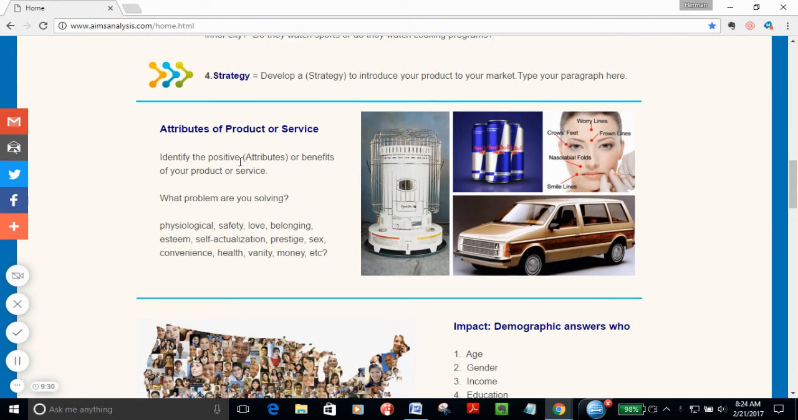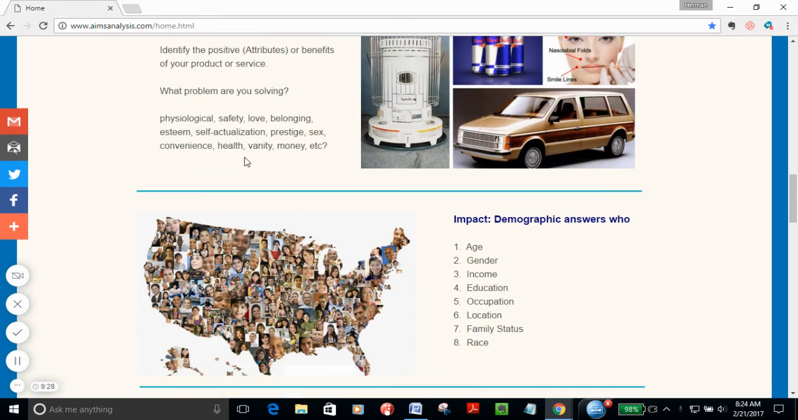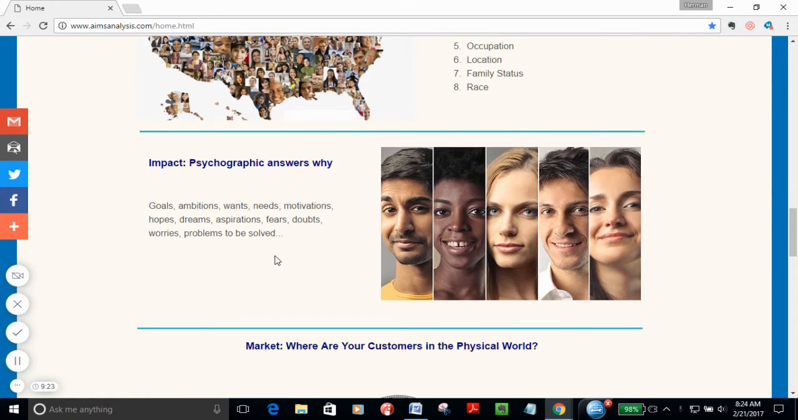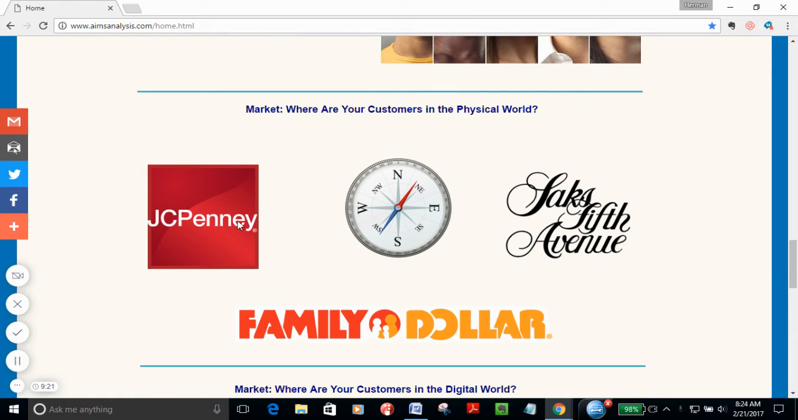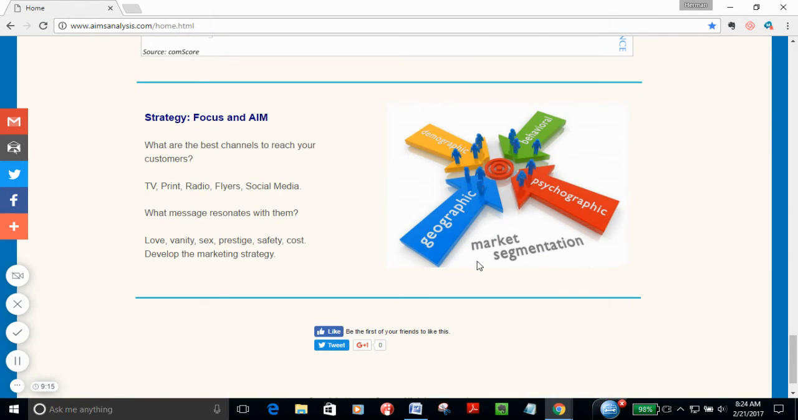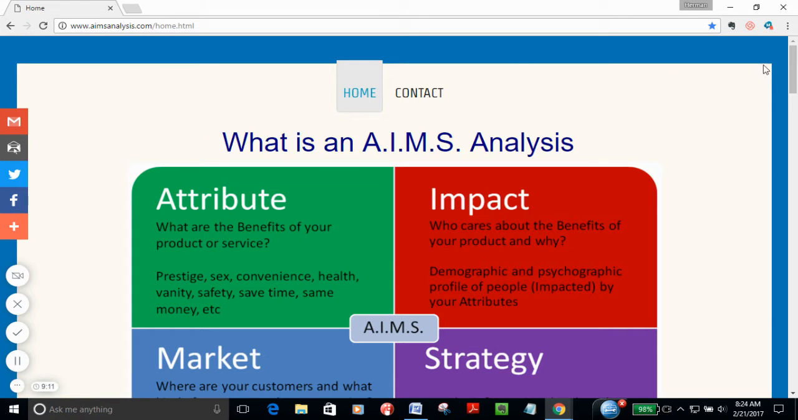And so we have an area that discusses the attributes, the demographic profile, the psychographic profile of the customers, where they are in the physical world, where the customers are in the digital world, and then finally how we develop this marketing strategy.